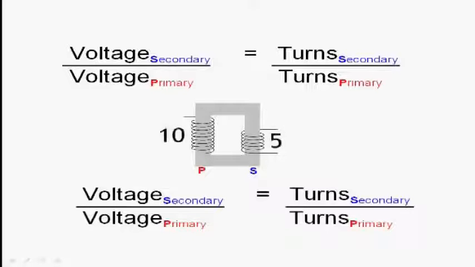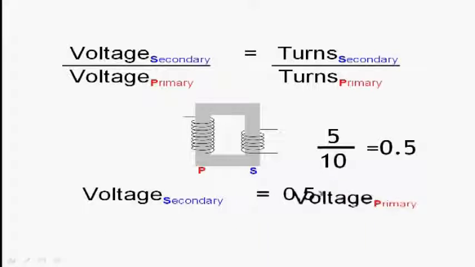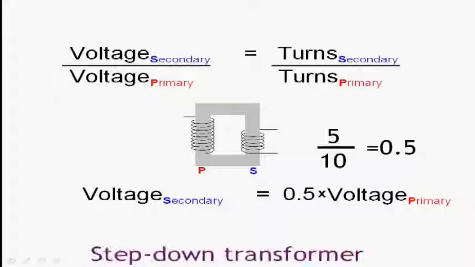If we look at a different example where we have 10 turns and 5 turns, we now have fewer turns on the secondary. If we take the ratio of that, 5 divided by 10 is 0.5. We put that into our formula, rearrange it, and this tells us that the voltage on the secondary, the output, is half of the voltage on the primary. In other words, the voltage has stepped down. It's a step down transformer. We have half the turns on the secondary, so we have half the voltage on the secondary.